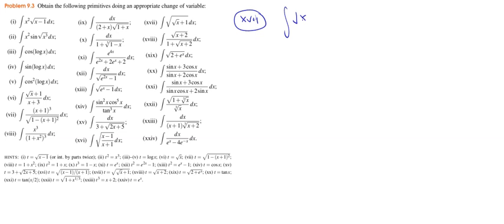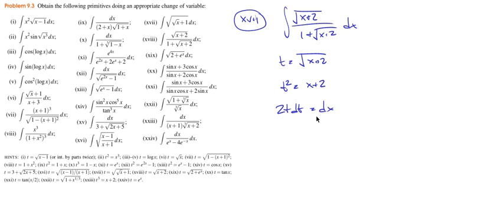Part 18. The primitive of the square root of x plus 2 divided by 1 plus the square root of x plus 2 dx. Now it seems obvious that t has to be this, so t squared is x plus 2, 2t dt is dx. So here we have, let's say this is t divided by 1 plus t times 2t dt, or in other words 2t squared over 1 plus t dt.